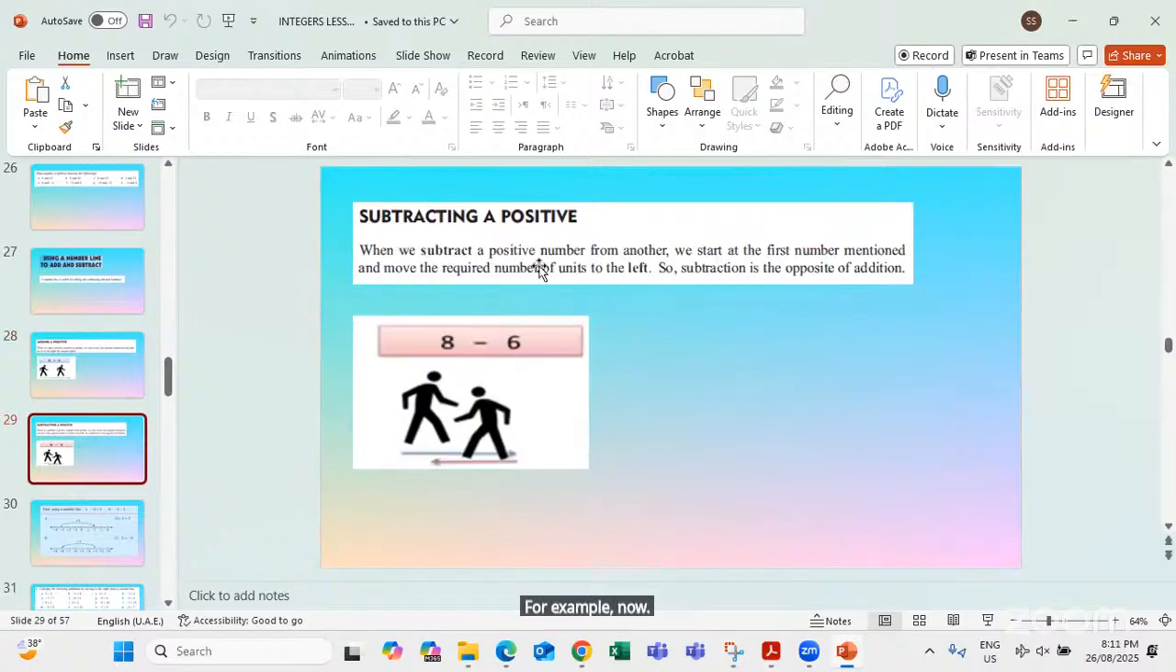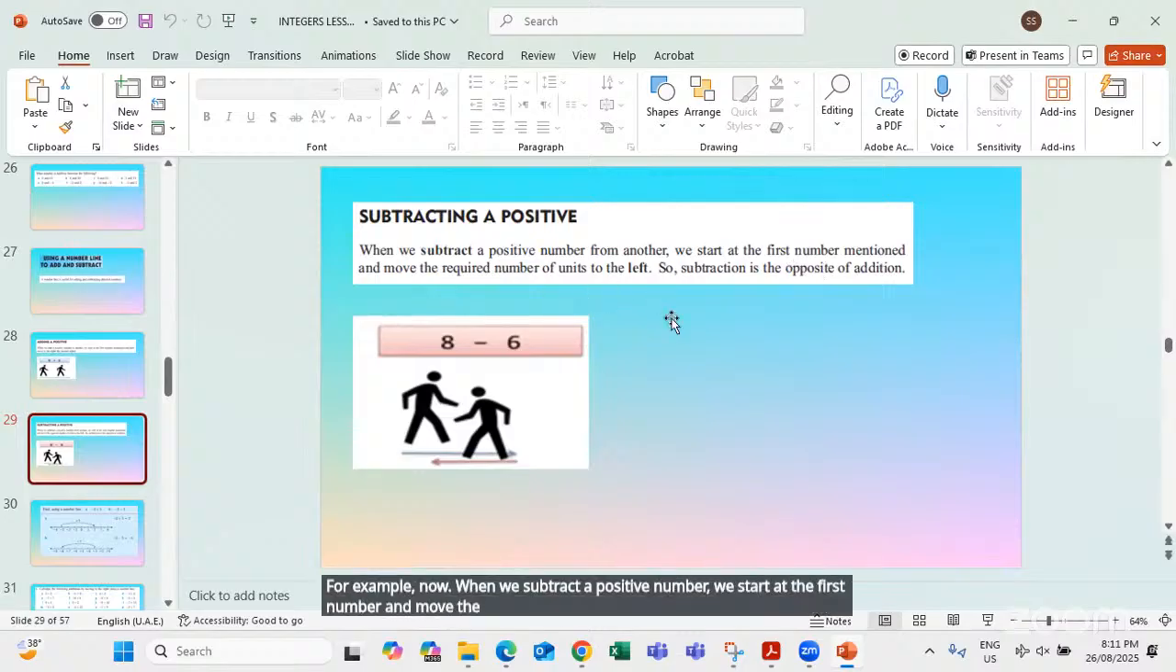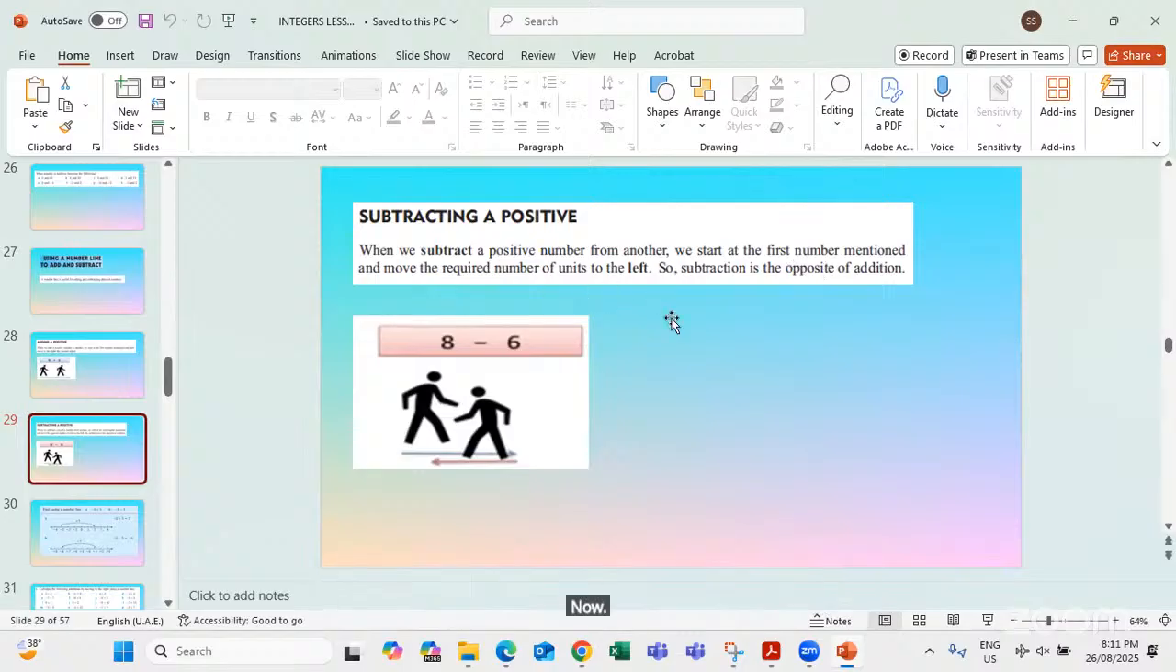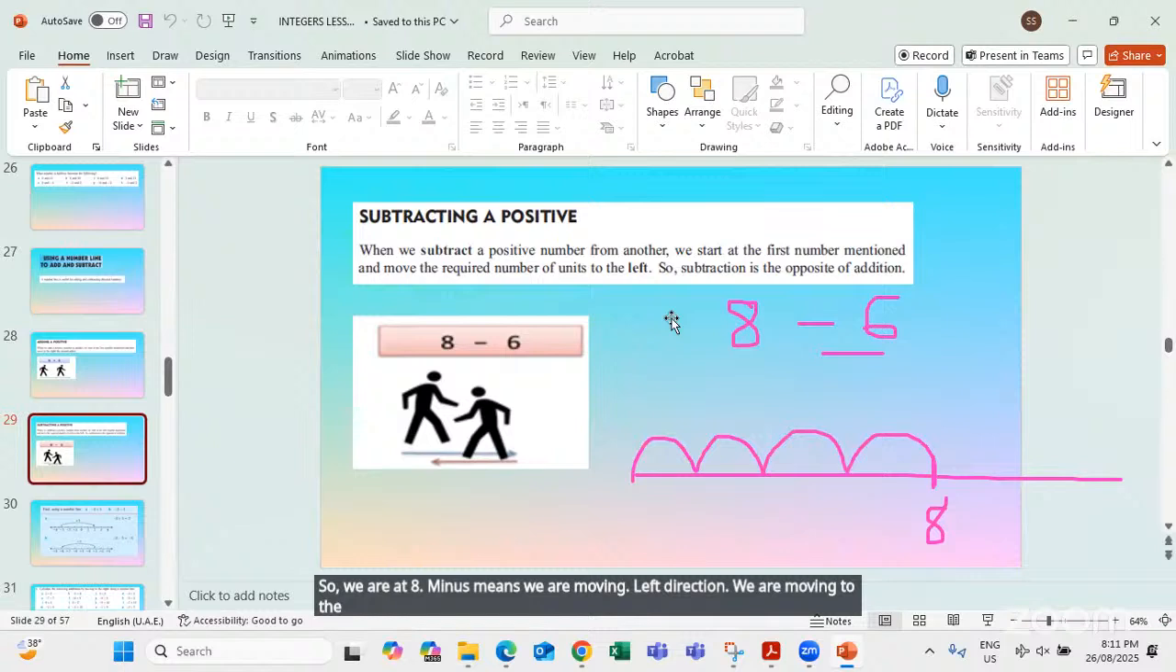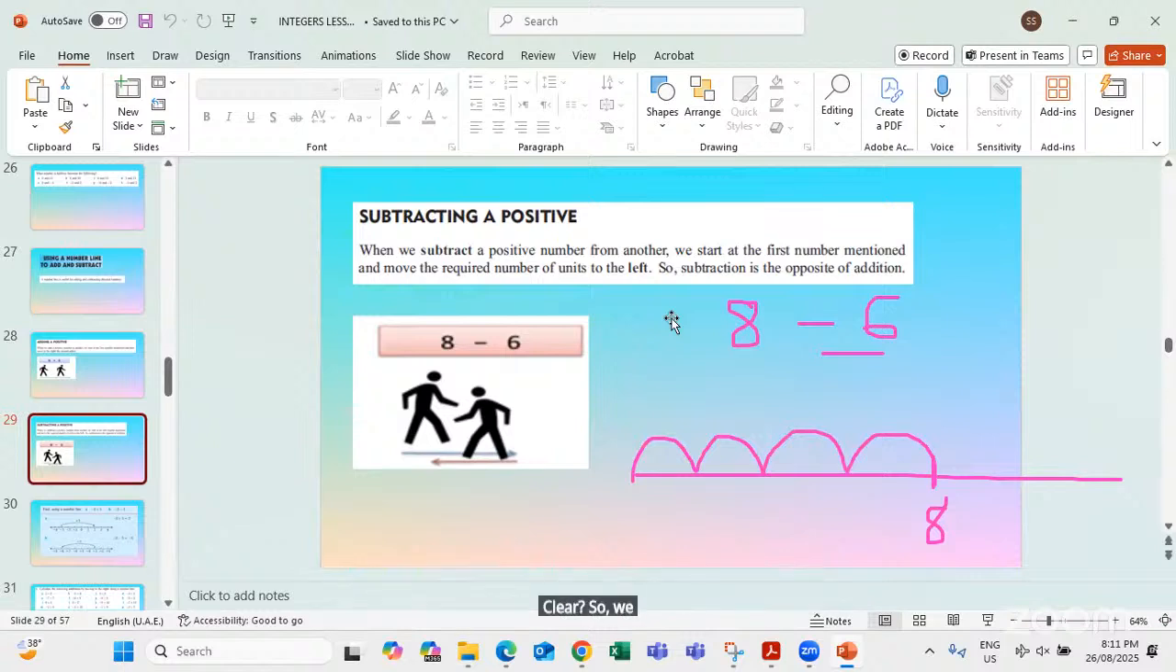When we subtract a positive number, we start at the first number and move the required number to the left. Now why is it so? When we have 8 minus 6, what does it mean? This is quite simple. If you have just 8 and 6, we are at 8, minus means we are moving in the left direction. We are moving in the backward direction. Clear? So we are adding a positive and we are subtracting a positive.